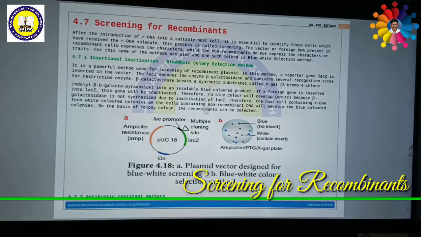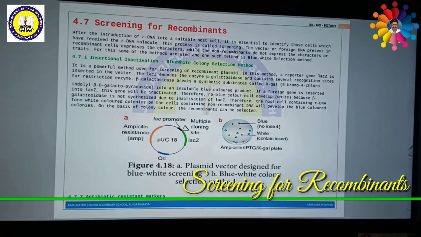The plasmid also contains several recognition sites for restriction enzymes. So this LacZ encodes the enzyme beta-galactosidase, and the plasmid also has as many restriction enzyme sites. What will happen to the beta-galactosidase? This beta-galactosidase will break the synthetic substrate called X-gal. What will happen if the synthetic material X-gal is broken down? Then an insoluble blue colored product will be formed.